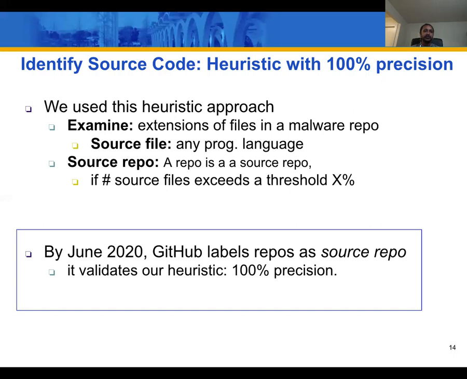However, in June 2020, GitHub started labeling repos. If there is source code in a repository, they label the programming language. So we submitted our work before this. However, we tried to validate our approach using the GitHub labeling, and it validates our approach with 100% precision.